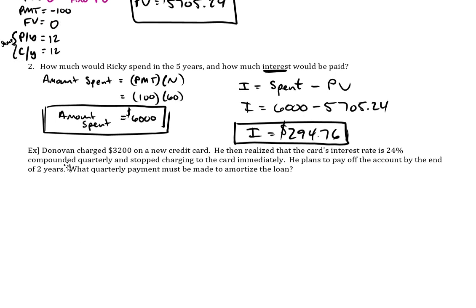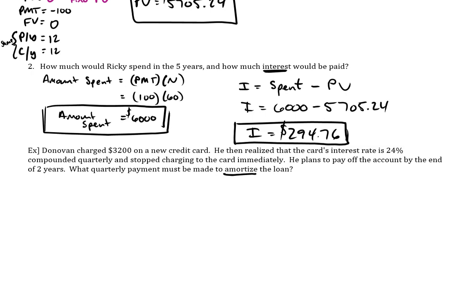So it says Donovan charged $3,200 on a new credit card. He then realized that the card's interest rate is 24% compounded quarterly and stopped charging to the card immediately. He plans to pay off the account by the end of 2 years. What quarterly payment must be made to amortize the loan?